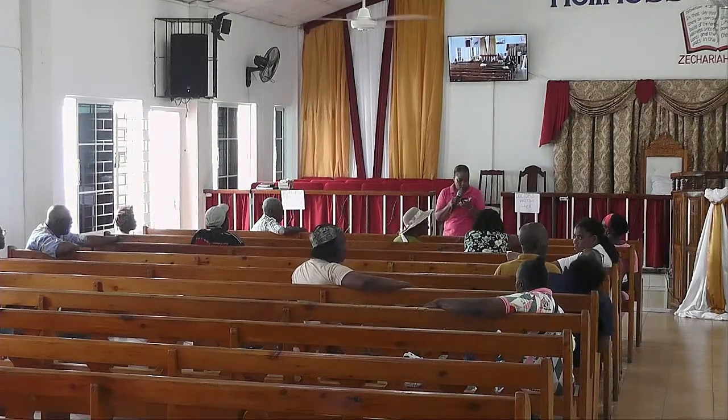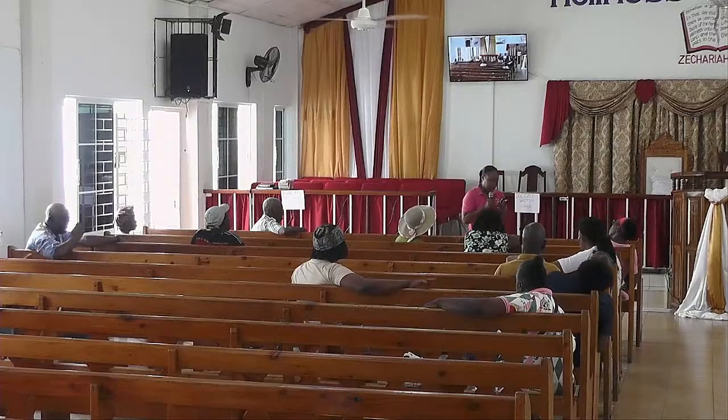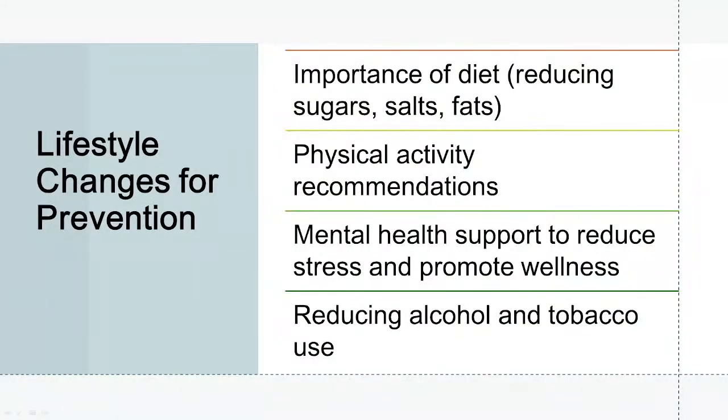All right, so we talk about lifestyle changes for prevention. The importance of that is good, right? Reduce sugars, salts, and fats, with physical activity recommendations, and mental health support to reduce stress and promote wellness. Like Mr. over there says, some things take up too much people problems in our head. That is a mental thing. And also reduce alcohol and tobacco use. All right? So that is it pretty much in a nutshell.